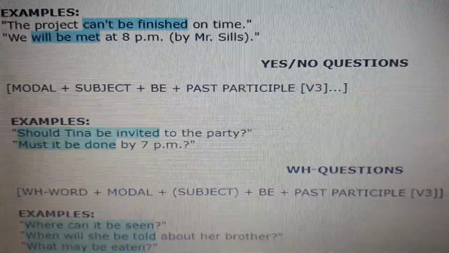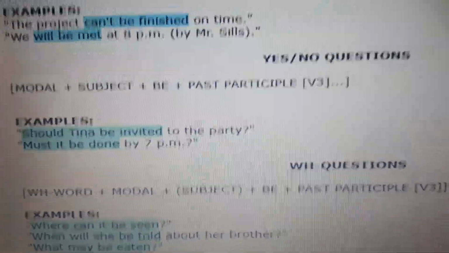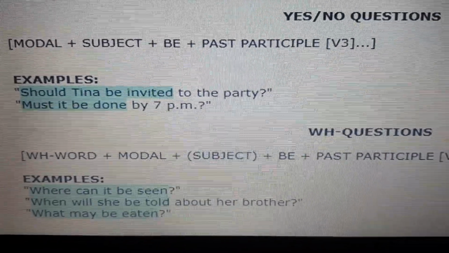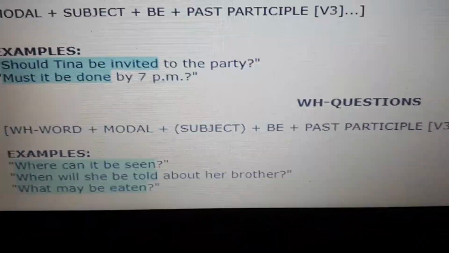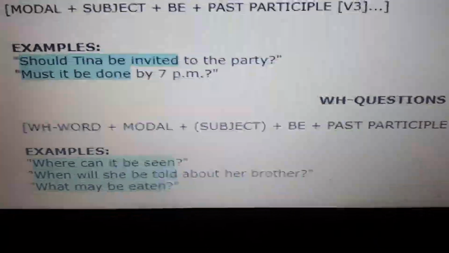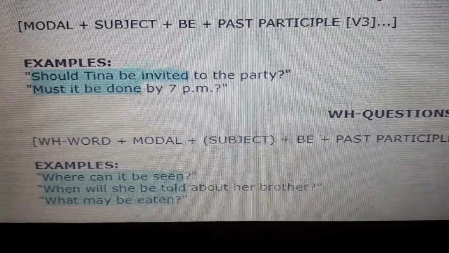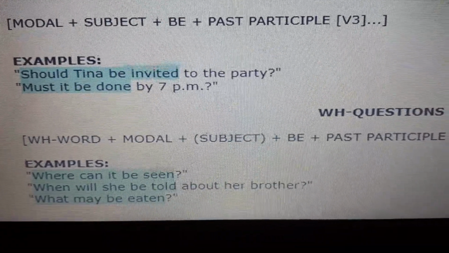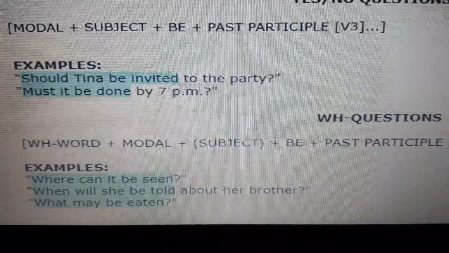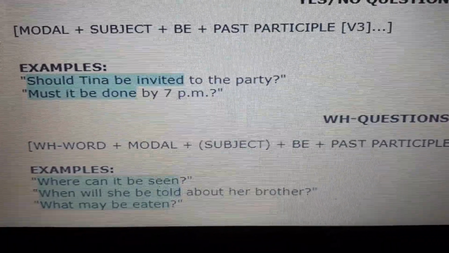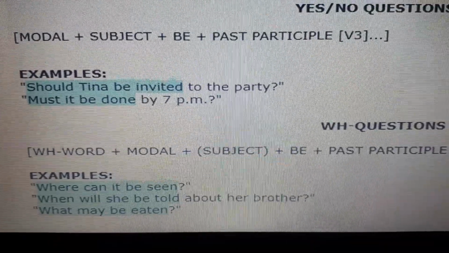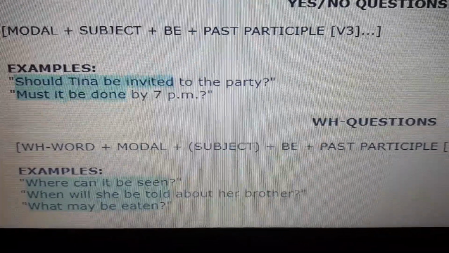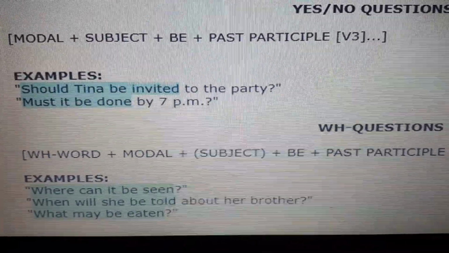Then WH questions. Well, you know that with all WH questions, the interrogative word goes first before the auxiliary. You can put where, when, etc. For example, where can it be seen? Where will she be told about her brother? When will she be told? O sea, ¿cuándo se le dirá acerca del hermano? ¿Ok? Where can it be seen? ¿Dónde se le podrá ver? What may be eaten, etc.